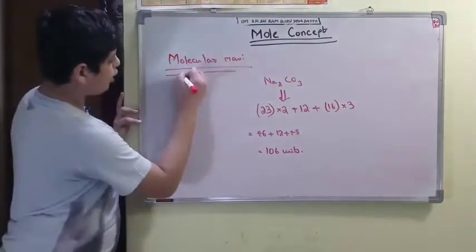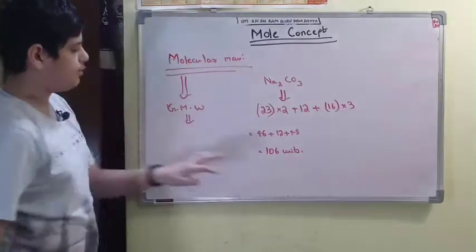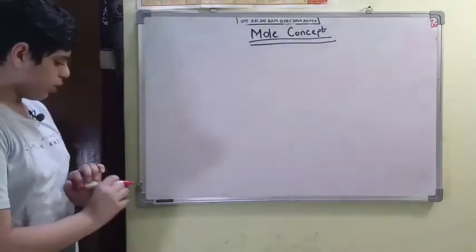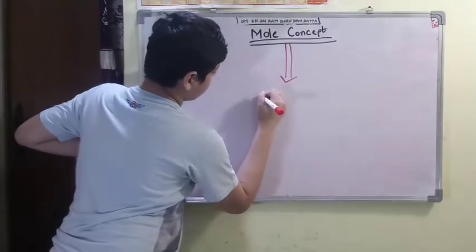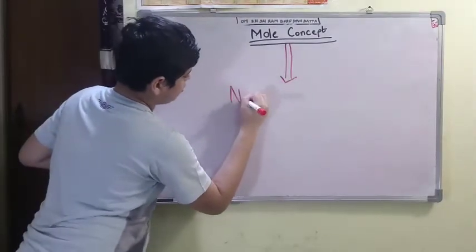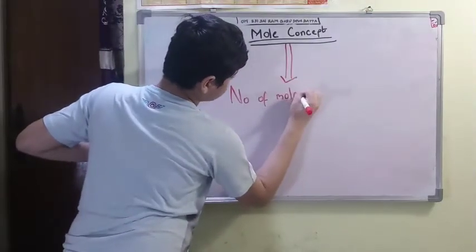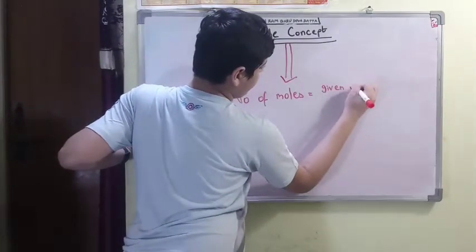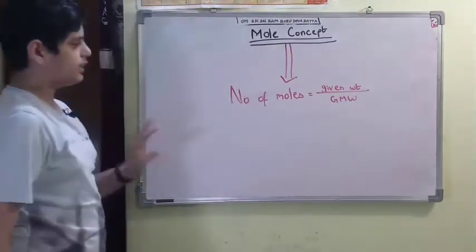Now what is gram molecular mass or gram molecular weight? Gram molecular weight is nothing but the weight of the compound in grams. Okay. So now let us get into the mole concept. Number of moles is equal to given weight of substance upon gram molecular weight. So this is number of moles.